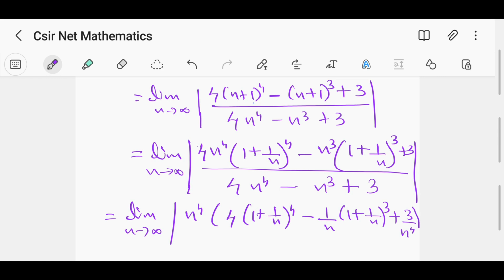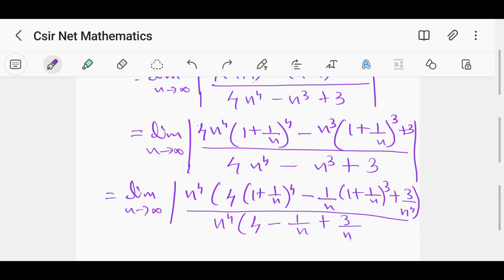See, this term you have to be very careful while taking the common. When you multiply back, you have to get the previous step, so that if you check, then it will be easy for you. Divided by, here if you take in the denominator also n to the power 4 common, we get n to the power 4 into 4 minus 1 by n plus 3 by n to the power 4.